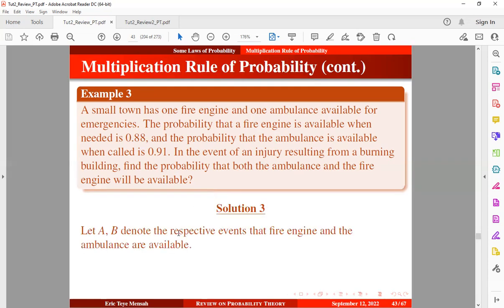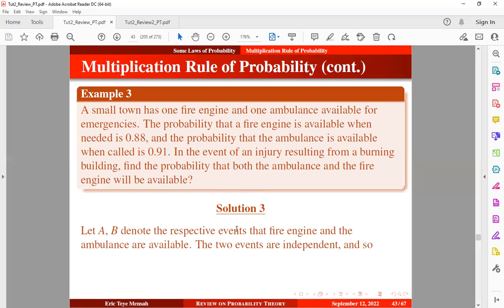Let A and B denote the respective events that the fire engine and ambulance are available. And these two events are independent, because you can see that the operation of the fire engine is different from that of the ambulance, even though they have the same goal of trying to quench fire when there's a fire outbreak, but these are two different operations altogether.